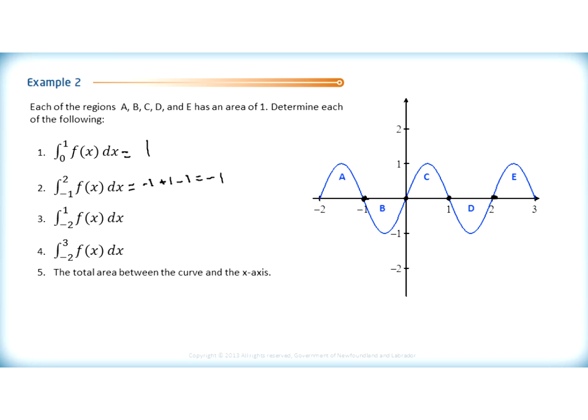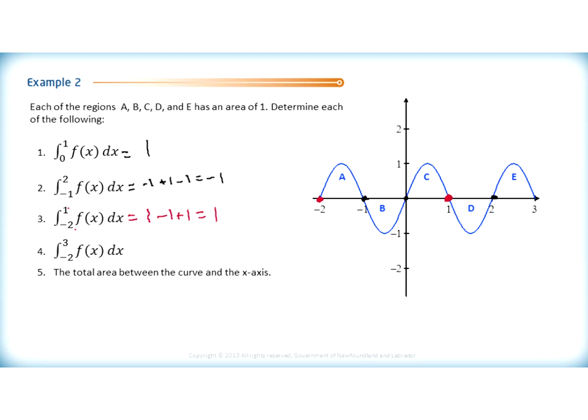Okay, let's look at the next one now. The next one tells us we want to evaluate the definite integral of our function from -2 up to +1. I'm going to go from -2 all the way over here, all the way up to +1. So I've got to take area A, which is a 1, area B, which is a -1. Well, it's a positive area, but we know the definite integral will be negative, plus area C, which gives us another +1. So we have an overall net area of 1.